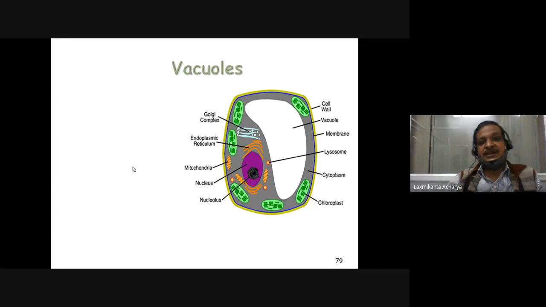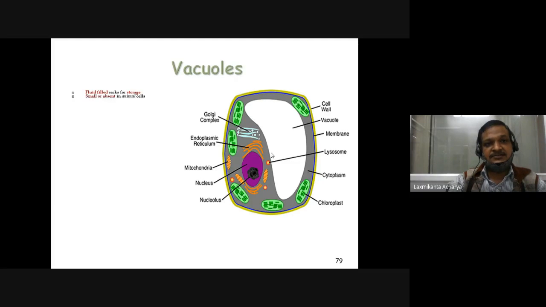Now coming to vacuole, the vacuole is mostly present in the plant system, and there is a covering over the outer layer of this vacuole. We call it tonoplast, right?